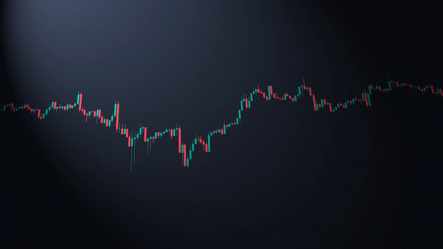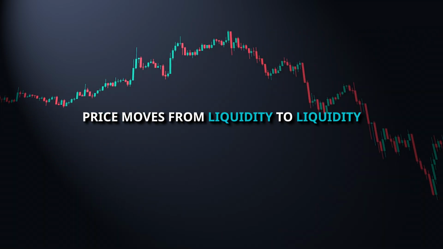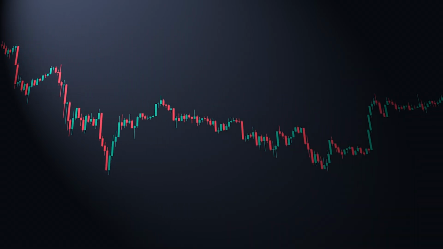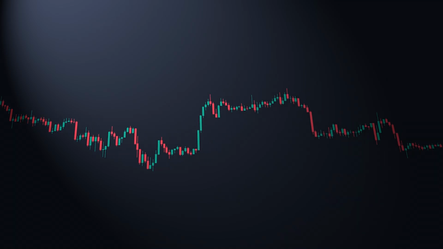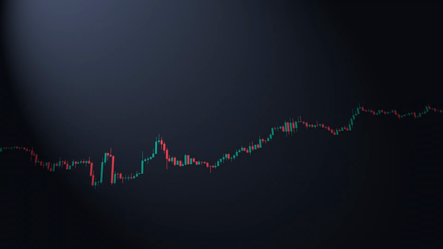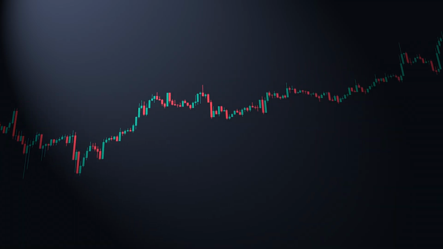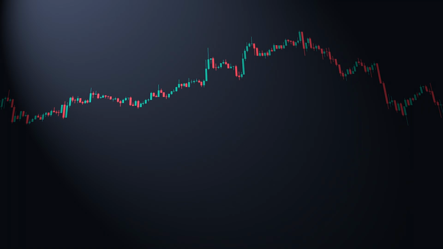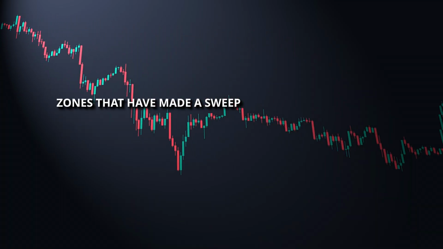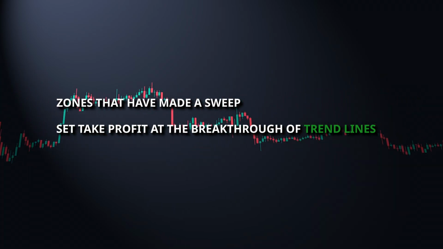Let's look at factors that strengthen our trading strategy. As we already know, price moves from liquidity to liquidity. We enter where liquidity has already been taken, meaning in the zone that made a liquidity sweep. But a strong magnet for price will be breakouts of trend lines, since a trend line consists of many peaks, each of which is a pool of liquidity. So, to strengthen our strategy, we need to look for entry from zones that have made a sweep and set take profit at the breakthrough of trend lines, which means collecting liquidity from all the peaks of the trend line.